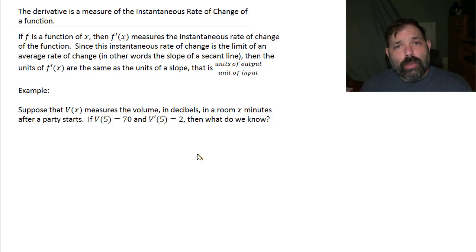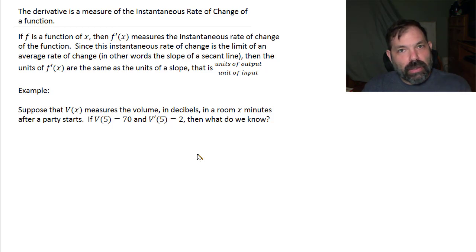Hello again. So now let's continue on with our interpretations of the derivative. We've discussed how the derivative is a tangent and how we can use that to find where a function is increasing or decreasing. Another big idea is that the derivative is a measure of the instantaneous rate of change of a function. Now that's really just another funky way of saying slope, but if we think of the function f of x, then f prime of x measures the instantaneous rate of change of the function.